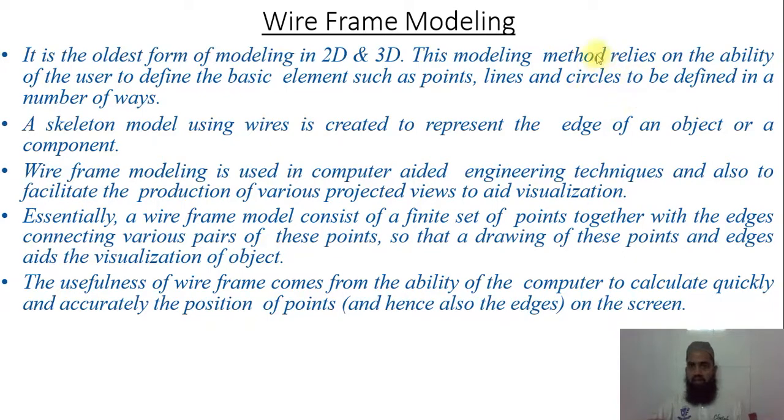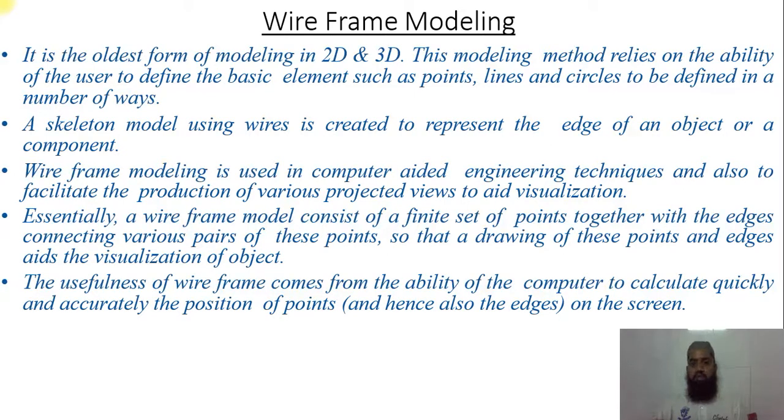So these are our entities, as well as other entities like circles and curves, and different types of entities are there. By use of all those entities we can easily define a wireframe model. It is the oldest modeling method compared to solid as well as surface. It is like a skeletal model, using wires created to represent the edges of an object or component. Wireframe modeling is used in computer aided engineering techniques and also facilitates the production of various projected views and adds visualization.